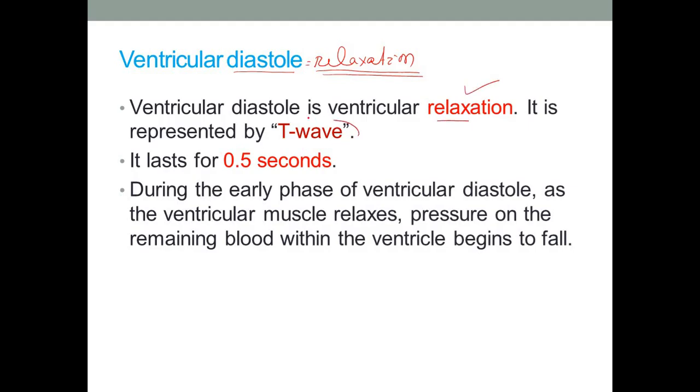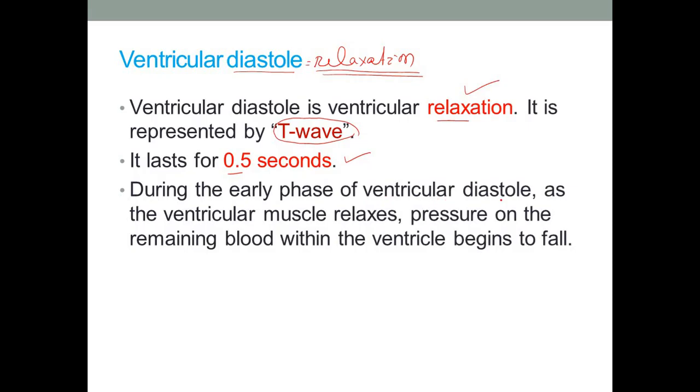It is represented by the T wave of the ECG. QRS wave is for ventricular systole, while ventricular diastole is represented by the T wave. And the time for ventricular diastole completion is 0.5 seconds.